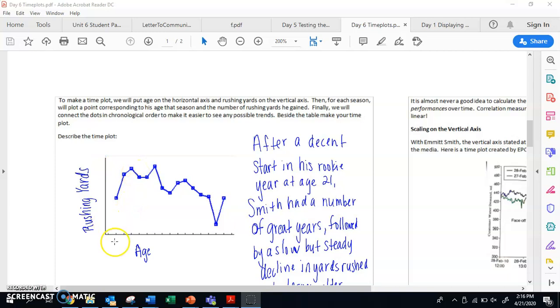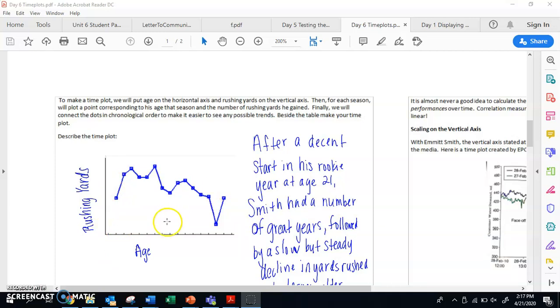Now, typically we're going to put time, in this case age, on our x axis. So time is usually on our x axis and the numerical variable is on our y axis. And all we're going to do is put his age, and these aren't numbered. Typically you're going to want these numbered. But we're going to have his age down here, and for every year that he ran, we're going to put a dot for the amount of rushing yards he had.